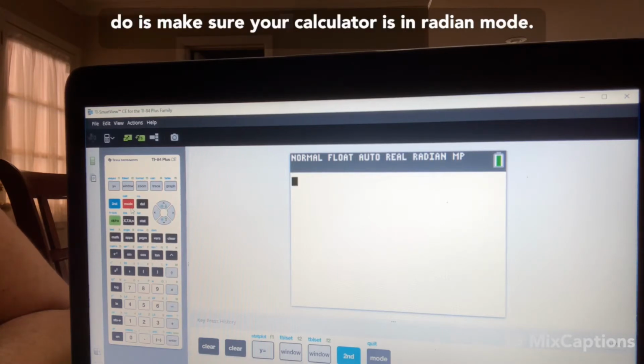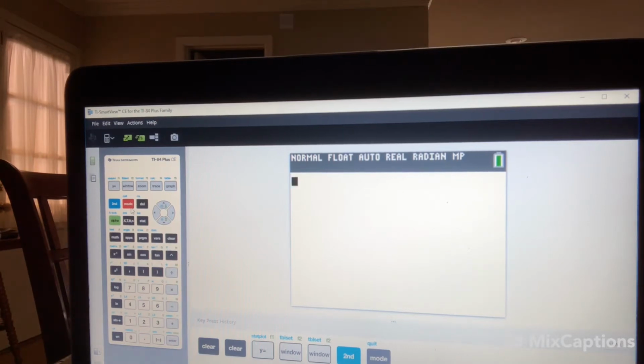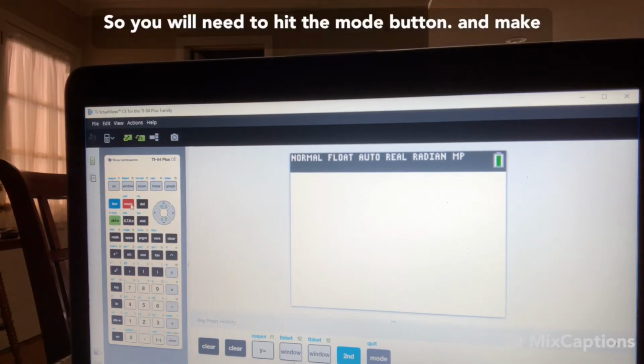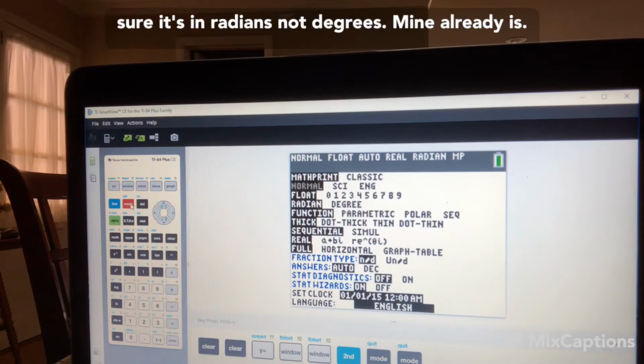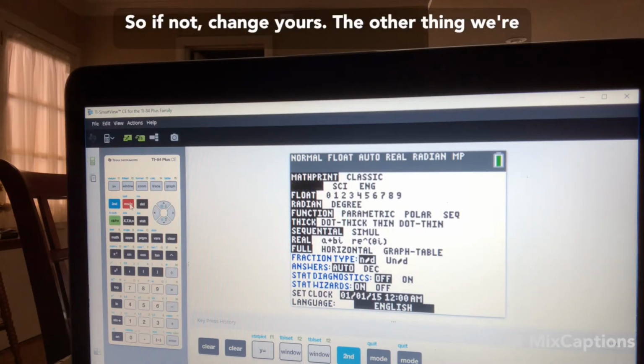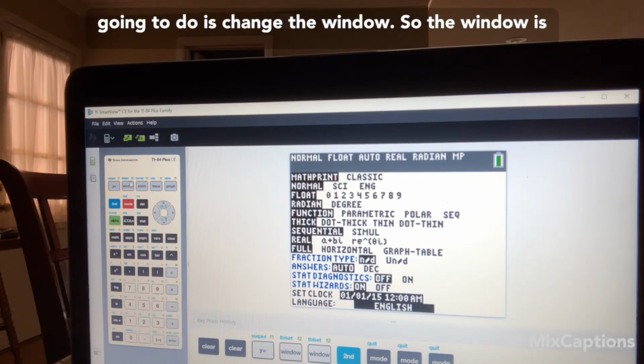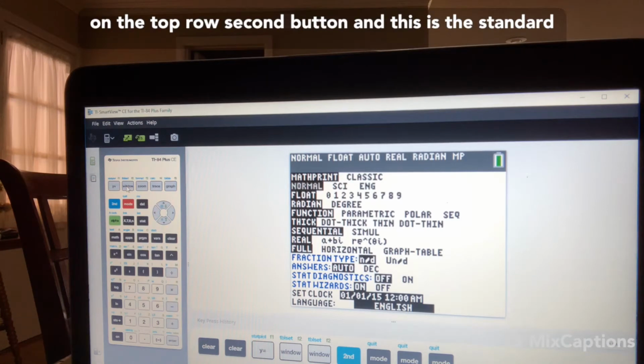So one thing you want to do is make sure your calculator is in radian mode. So you will need to hit the mode button and make sure it's in radians, not degrees. Mine already is. So if not, change yours. The other thing we're going to do is change the window. So the window's on the top row, second button.